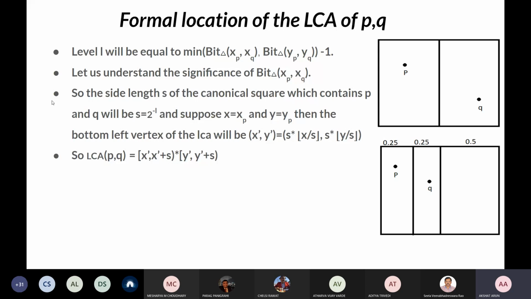Suppose X is XP and Y is YP, then the coordinate for the bottom left vertex of the LCA square will be x prime equals s times the floor of x by s, and y prime will be s times the floor of y by s. S is the side length of the square. So the LCA of P and Q can be written as the Cartesian product of these two segments. The first segment goes from x prime till x prime plus s, and the second segment goes from y prime to y prime plus s. And the square defined by this is basically the square LCA.